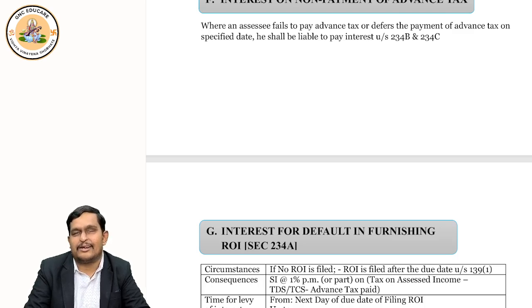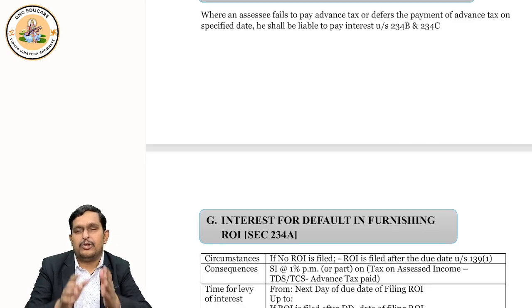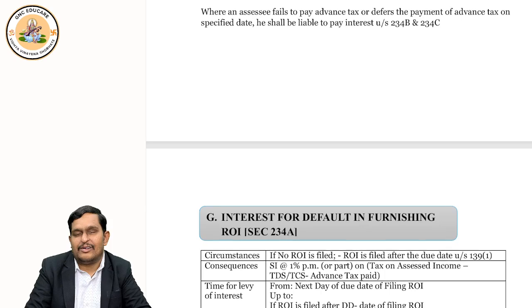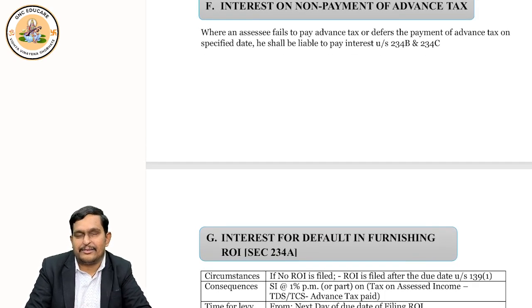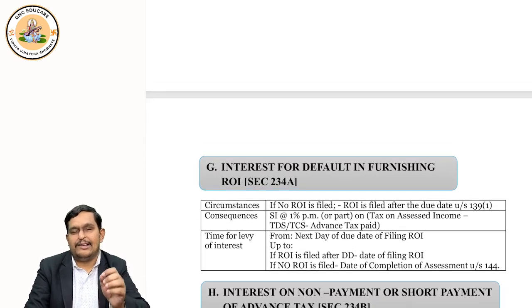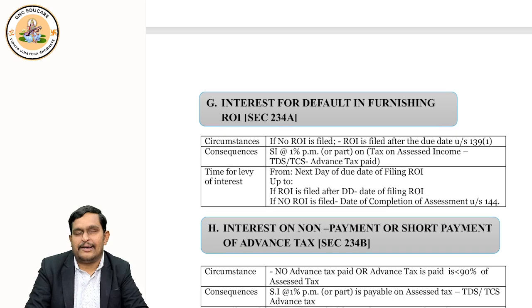What is interest under 234A? Suppose you did not file the income tax return on time. Then section 234A is attracted. You are an individual who has to file return normally, with no audit, nothing. Then by 31st July, you should have filed the return, correct?